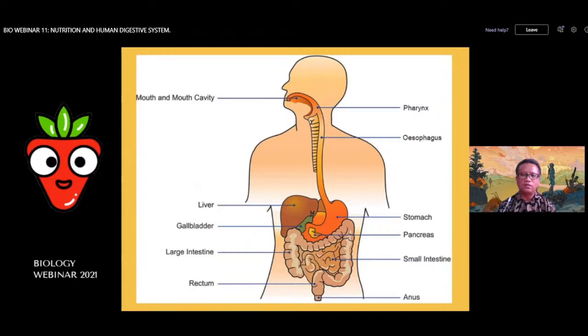So the end product of carbohydrate will be glucose, protein will be amino acids, and lipid will be digested into fatty acids and glycerol. They will move along the small intestine to be absorbed by the villus. There are millions of villus inside our small intestine.